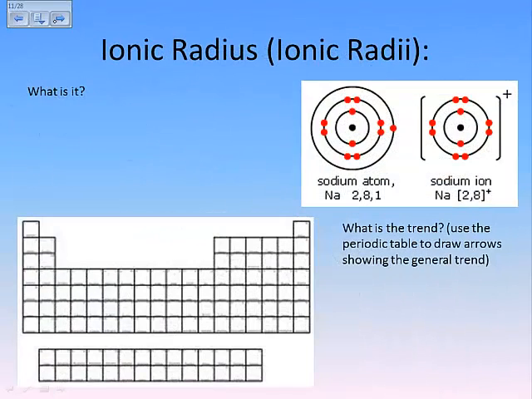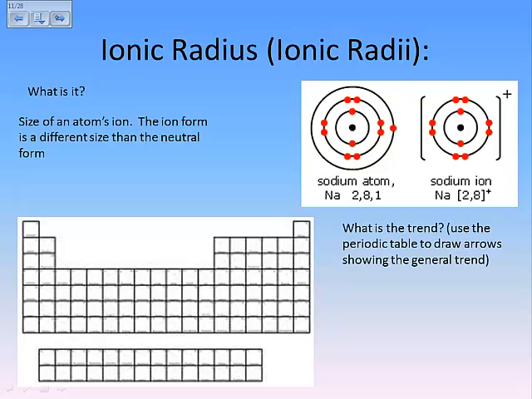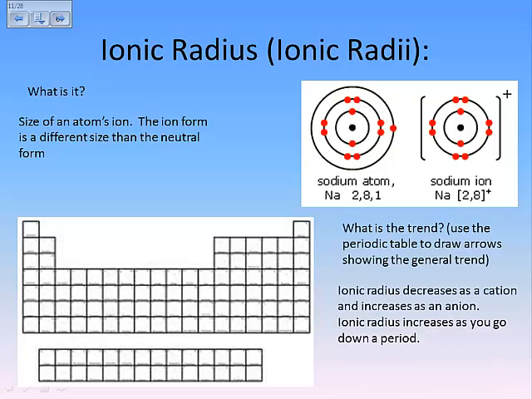Okay, ionic radius. This is how big the ion is compared to the neutral atom. This can get kind of weird. What I want you to get from this is the ions formed have different sizes than the neutral form. We'll talk about the trend, but it can get kind of complicated. What I really want you to know is that the ionic radius trend is it decreases as you go down a group. You can't really go across a period because you're going between metals and nonmetals, and it's going to go up and down.